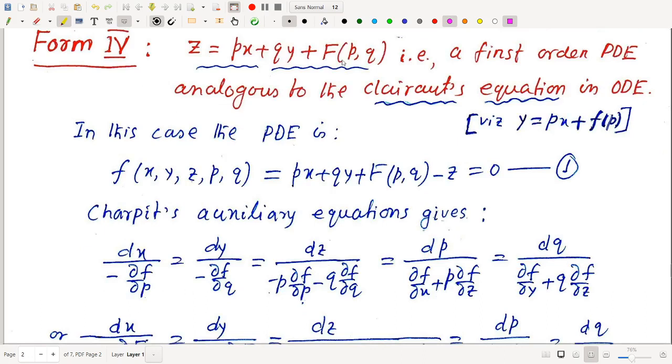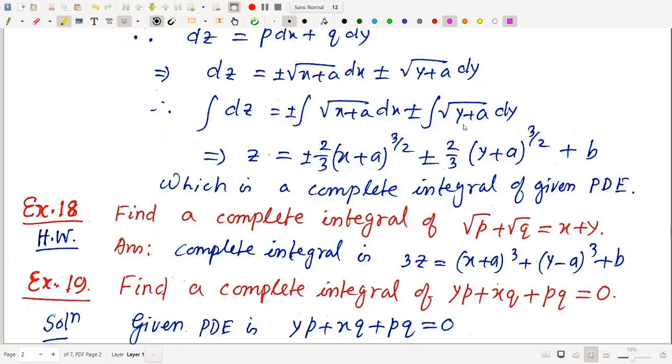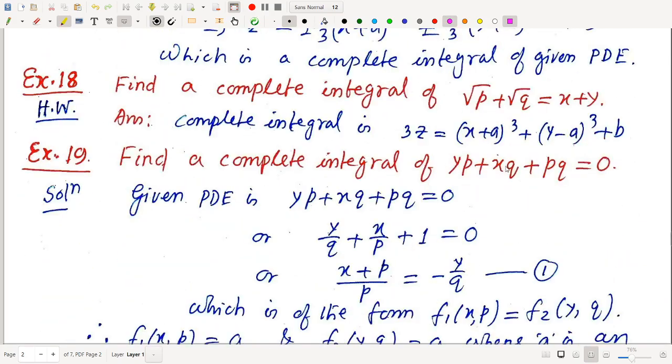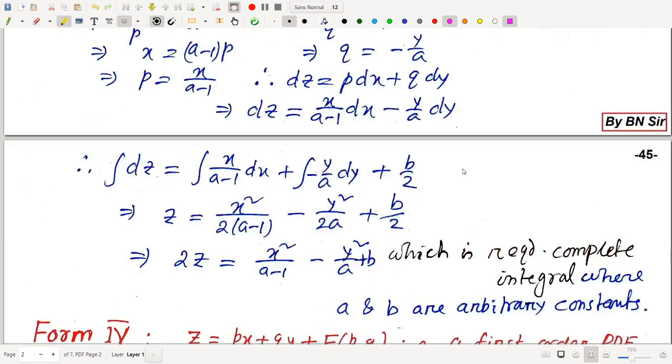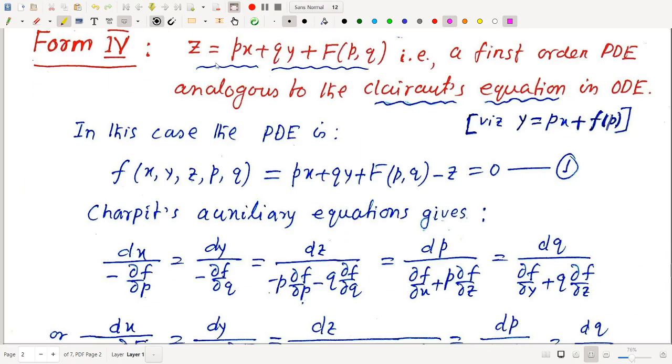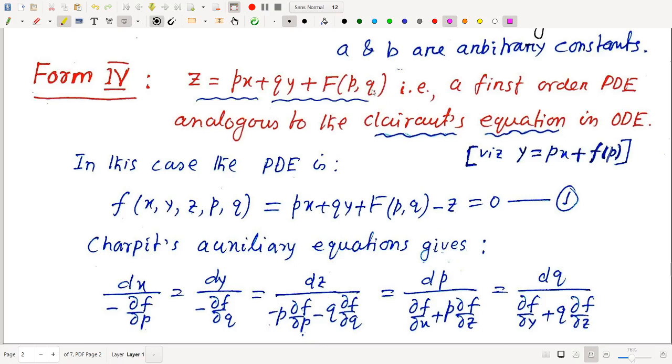Z equal to px plus qy plus f of pq, a function of p and q, any expression involving p and q. Here it is px plus qy, but in this equation it is py plus qx. Oh, this is not of form 4. It should be converted to form 3, which we have done. Okay. So z is px plus qy plus f of pq.